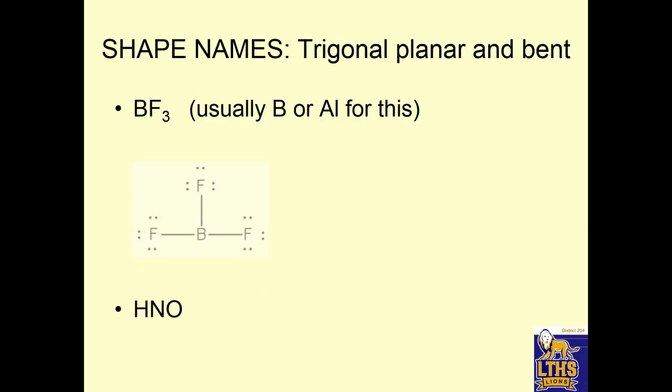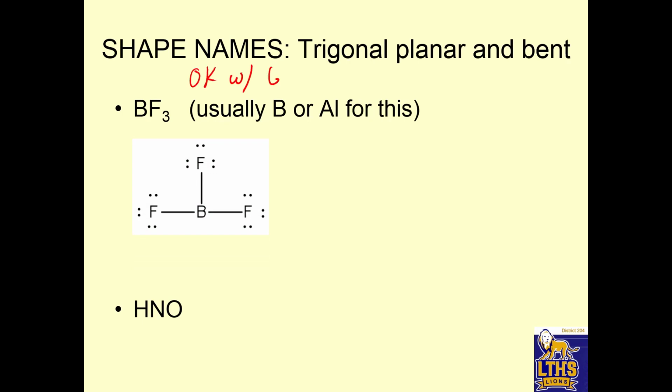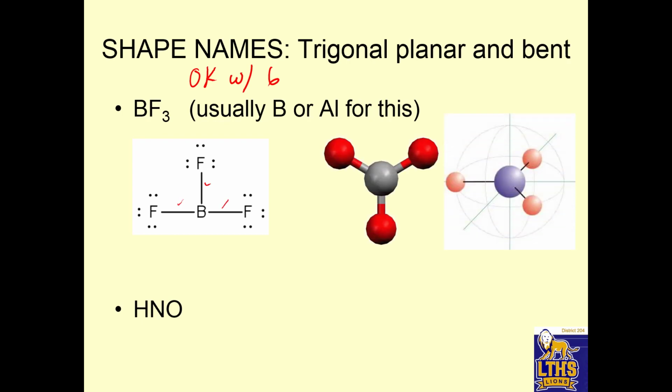All right, are there more? You bet there's more. Look, there's BF3. Uh-oh, exception. Remember, boron is okay with 6, right? So there's 1, 2, 3 areas of electrons around the center. 3 areas can spread out to the corners of a triangle. Look, it's a flat triangle. It's not 3D, it's flat. So we call it trigonal planar shape.